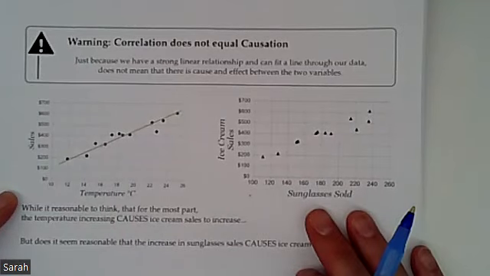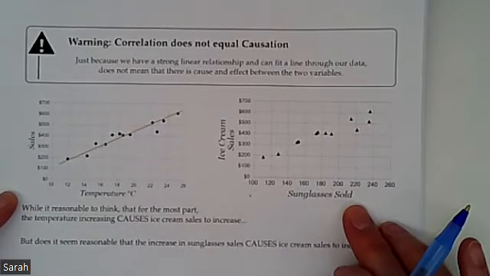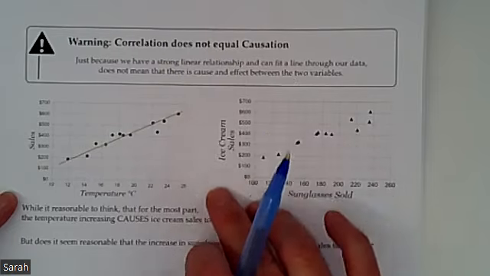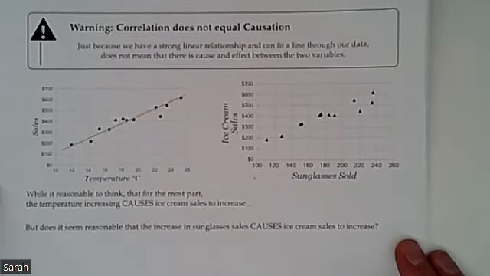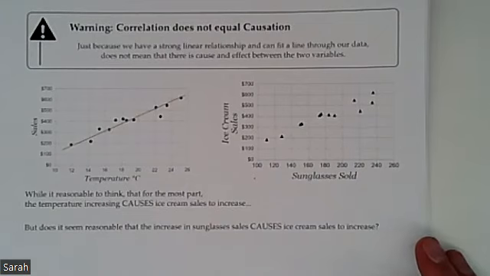But what if we did something similar? This is the number of sunglasses sold versus the ice cream sales. If we try to apply that same logic, does it make sense to say that as the number of sunglasses sold increases, it causes ice cream sales to increase? The answer to that is no.